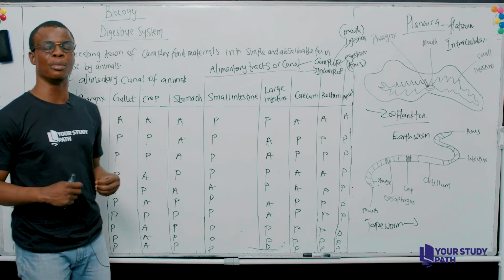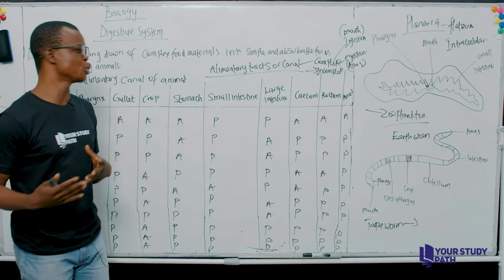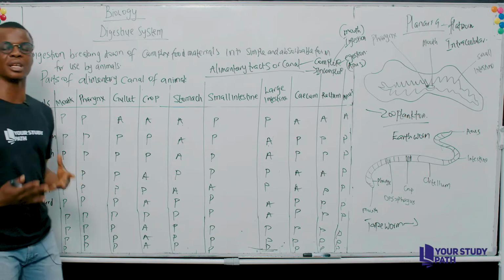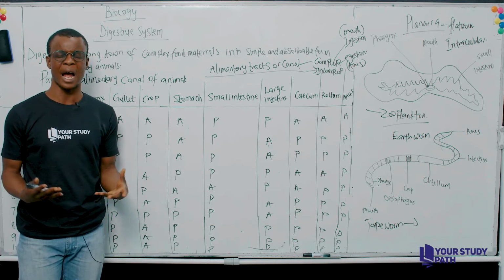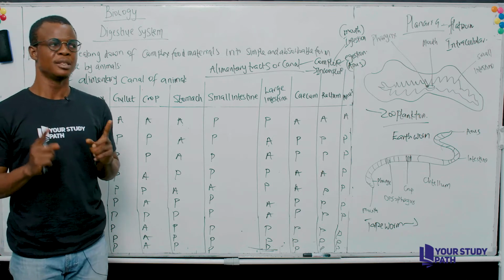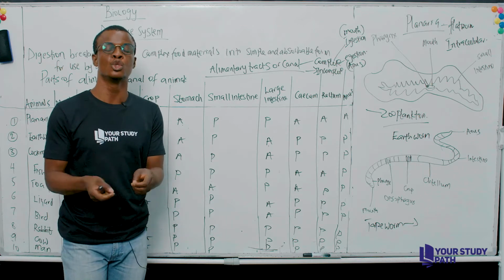But for tapeworm, digestion is extracellular. Why? Because tapeworm does not have alimentary tract. You can see it's not here. It does not have alimentary canal. Why? Tapeworm is parasitic in nature. Tapeworm is a parasite of human. It looks for a host to live in.